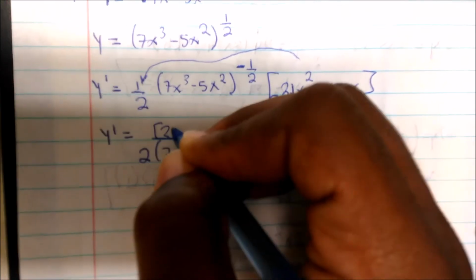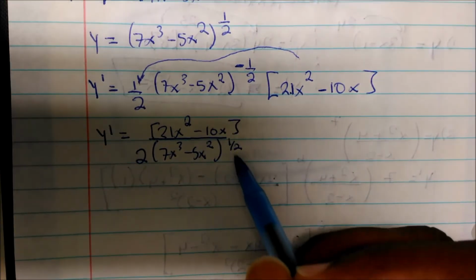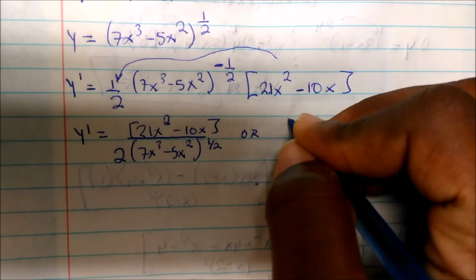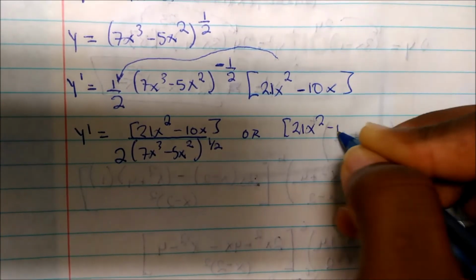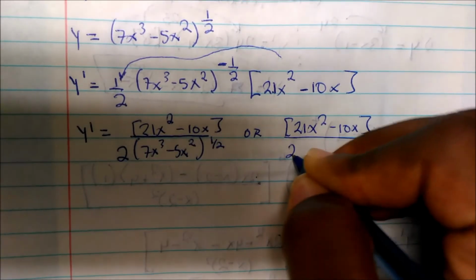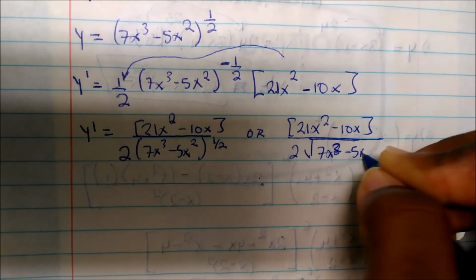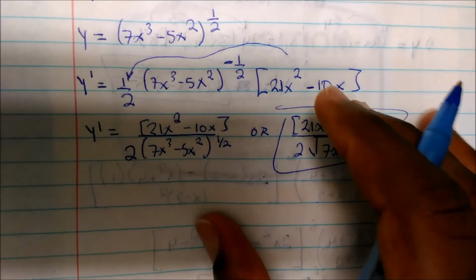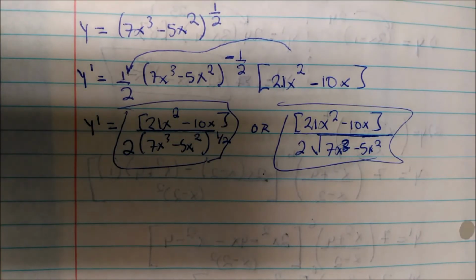So my answer will be 21x squared minus 10x. This will be my answer. Or you could even rewrite the bottom like this: 21x squared minus 10x all over 2 times the square root of 7x cubed minus 5x squared. This is the same thing as this. So these will be your answers. And that's all the chain rule says: take the derivative of the outside and multiply by the derivative of the inside.